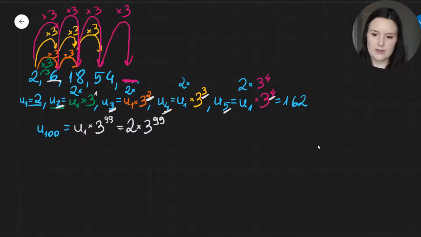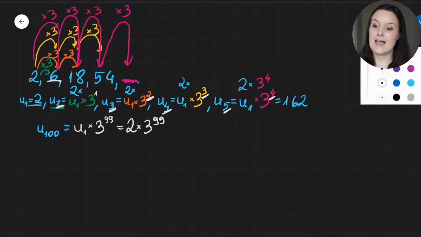Let's use a calculator. 3 to the power of 99, and that times 2. Oh wow, it's a lot. It's 3.4 times 10 to the power of 47. I don't have enough space to write down this number. I will just leave it like this.